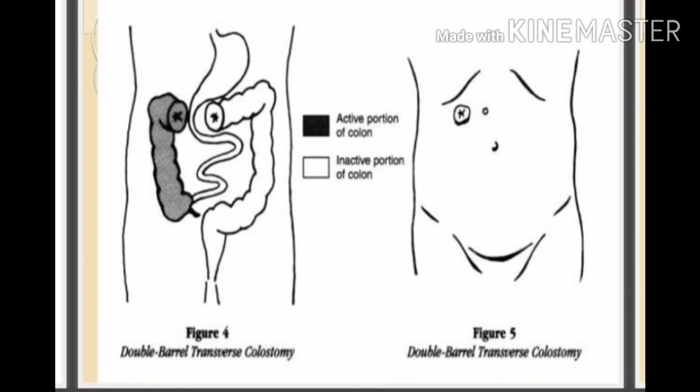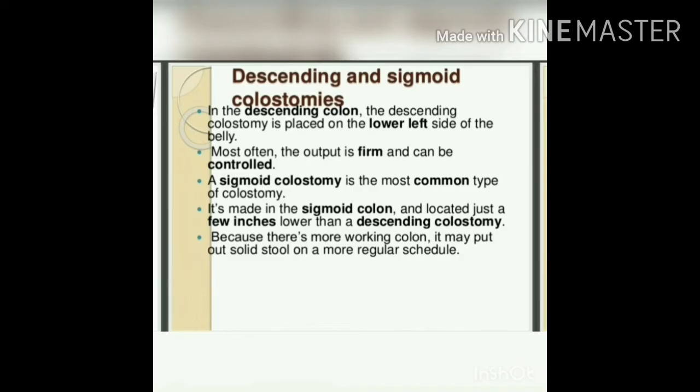Now, the descending and sigmoid colostomy. It is also called the end colostomy, and it is of the permanent type. In the descending colon, the descending colostomy is placed on the lower left side of the belly. Most often, the output is firm and can be controlled. A sigmoid colostomy is the most common type of colostomy. It is made in the sigmoid colon and located just a few inches lower than a descending colostomy. Because there is more working colon, it may put out solid stool on a more regular schedule.